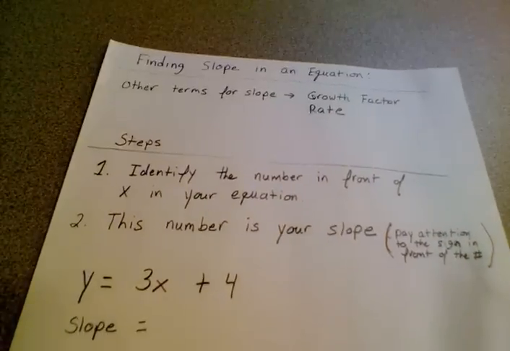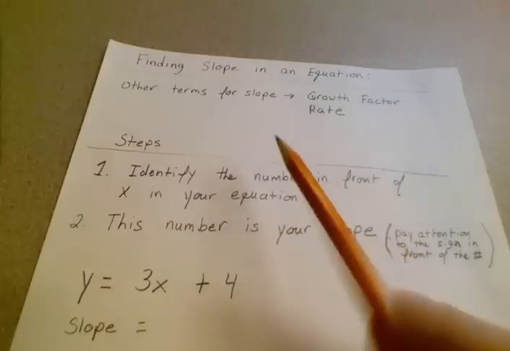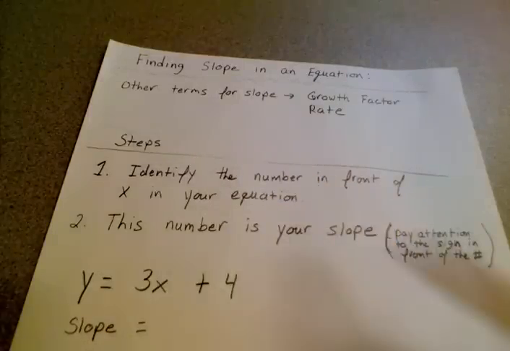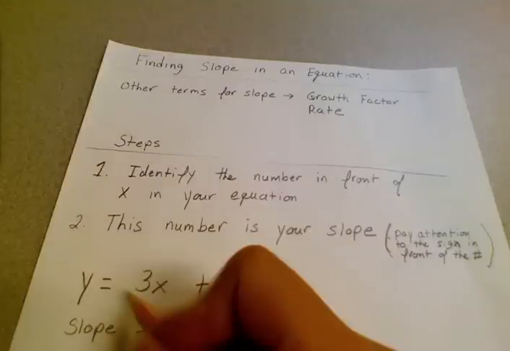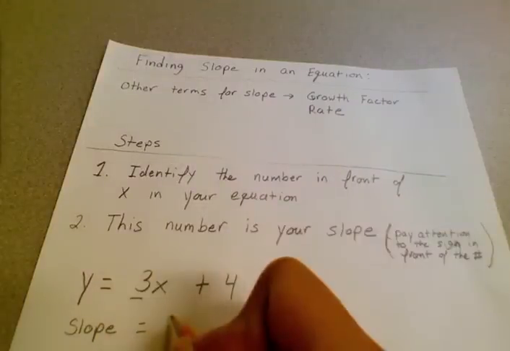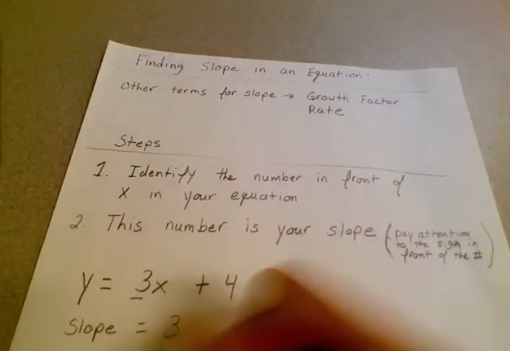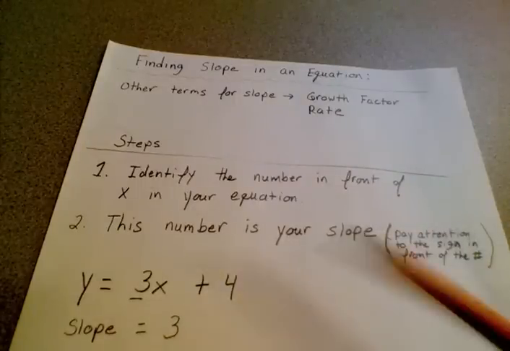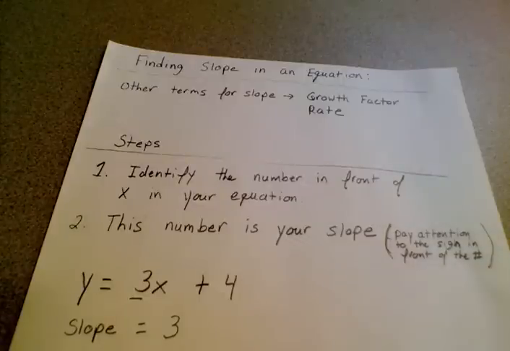So we have the equation y equals 3x plus 4. Well, if I look back at my steps here, I just need to identify the number in front of x, and this is my slope. Well, I see that the number in front of x here is 3, so if they ask you for the slope, I'm just going to tell them that my slope is 3, just the number there in front of x. Remember that's also my growth factor, my rate, given the situation there, okay?